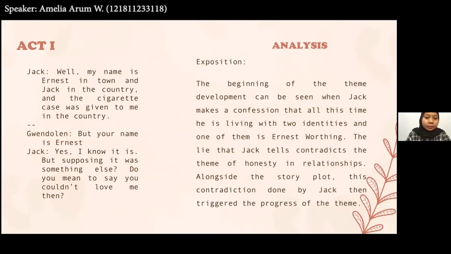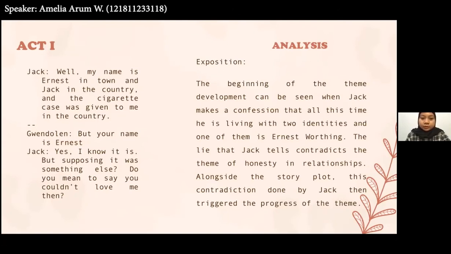Here's the dialogue between Jack and Gwendolen. Jack: Well, my name is Ernest in town and Jack in the country. And the cigarette case was given to me in the country. Gwendolen: But your name is Ernest. Jack: Yes, I know it is, but supposing it was something else, do you mean to say you couldn't love me then?